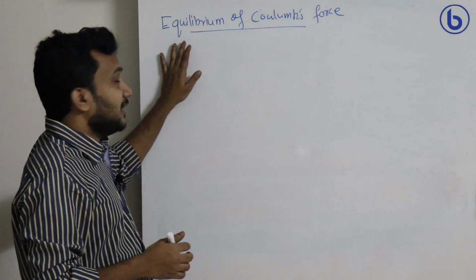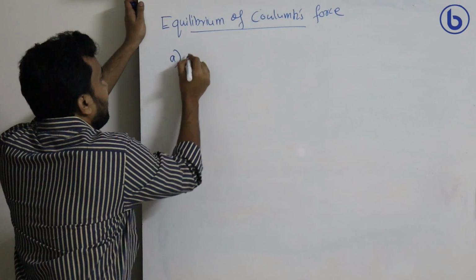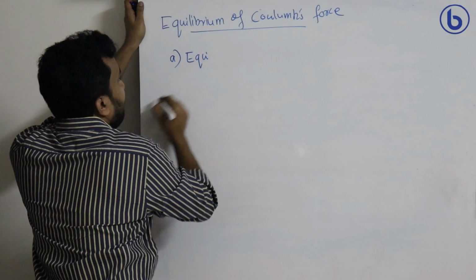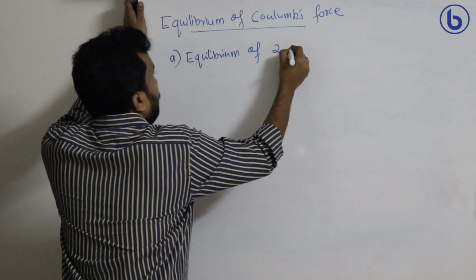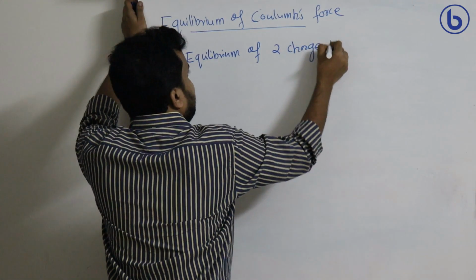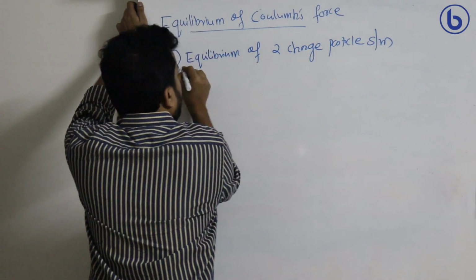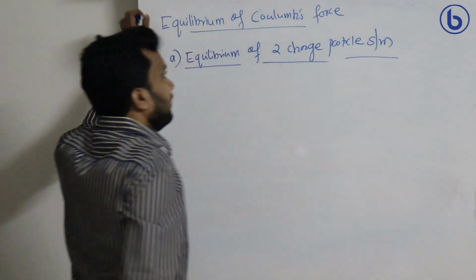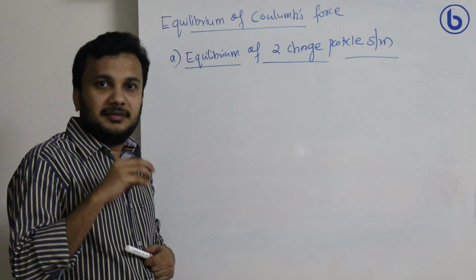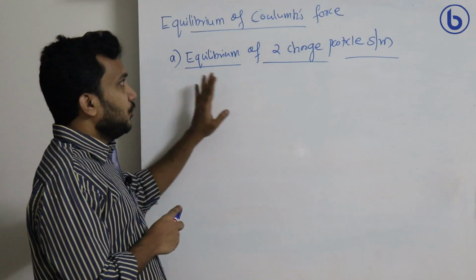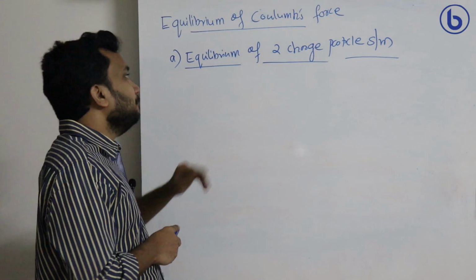First, write down the subheadings. The first subheading, I'll put it as A: equilibrium of two charged particle system. I'll take an example, then I'll continue. Here also we have two subdivisions.